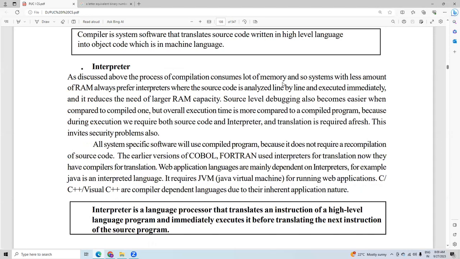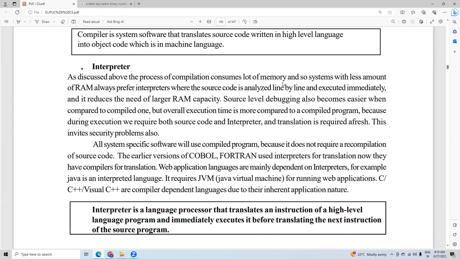What is an interpreter? This is another type of translator used for some of the high level programming languages. Let us see what it is. As discussed above, the process of compilation consumes a lot of memory, and so systems with less RAM always prefer interpreters, where the source code is analyzed line by line and executed immediately, and it reduces the need of larger RAM capacity. You don't require larger RAM.